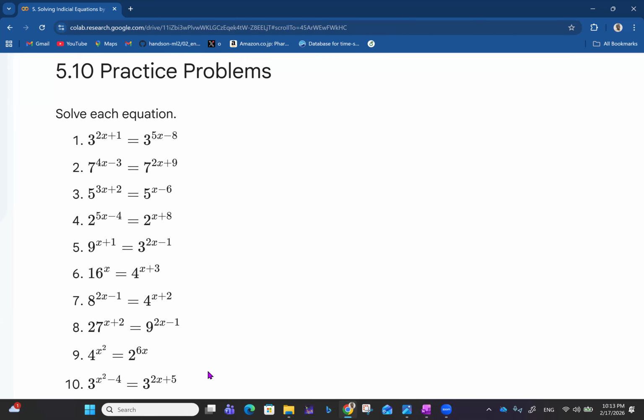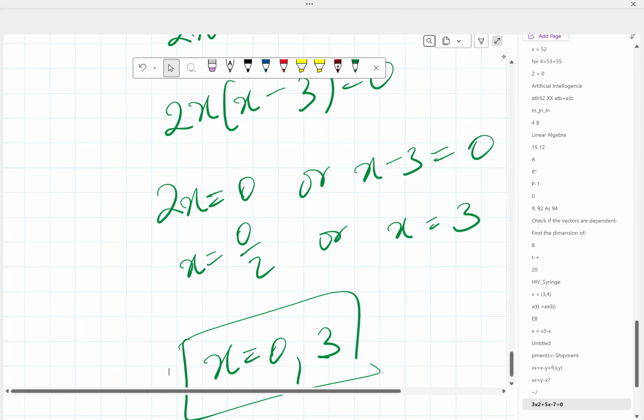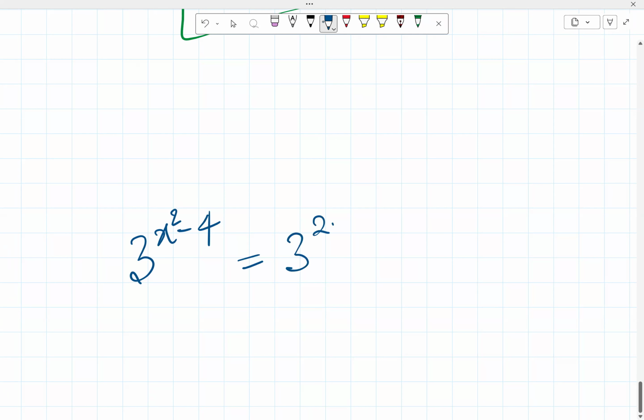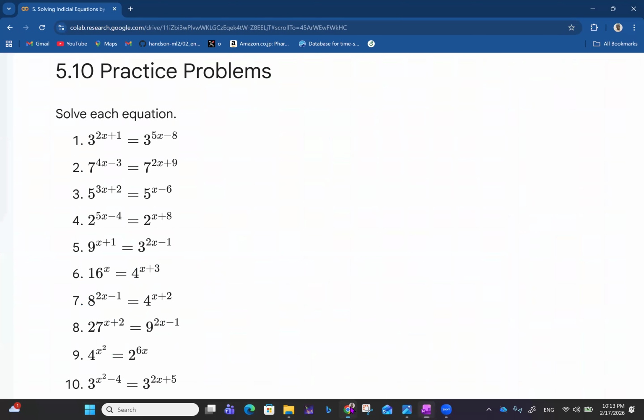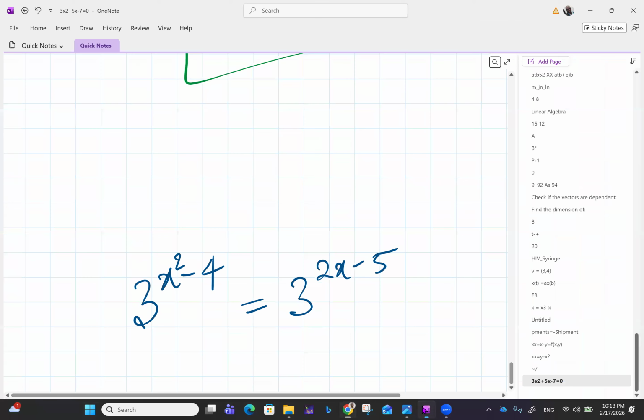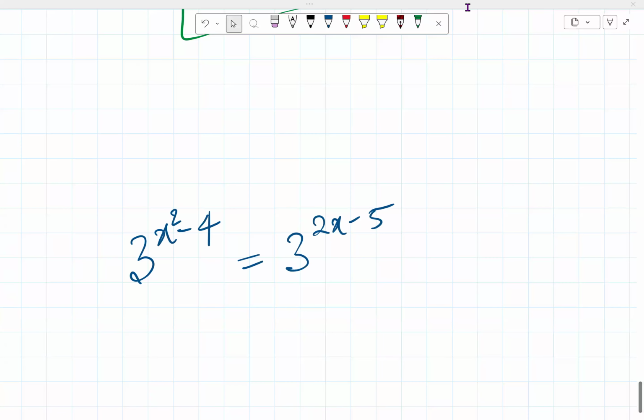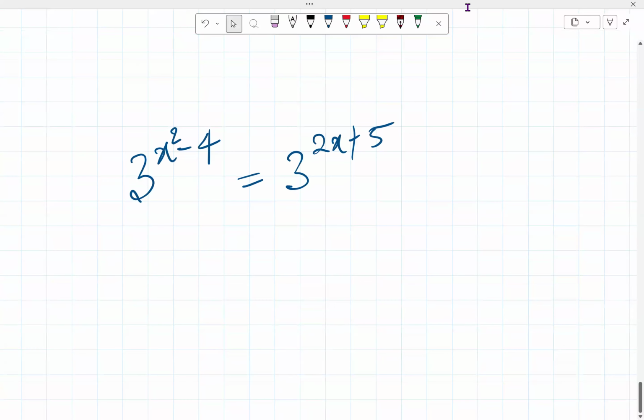Maybe I should pick number 10, which is 3 raised to the power x squared minus 4 equals 3 raised to the power 2x plus 5. Let me be sure of that. x squared minus 4, 2x plus 5. The bases are the same already, so we can just equate the exponents. So x squared minus 4 equals 2x plus 5.